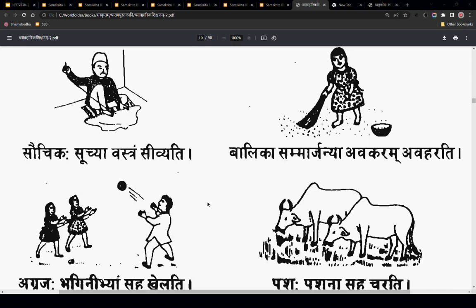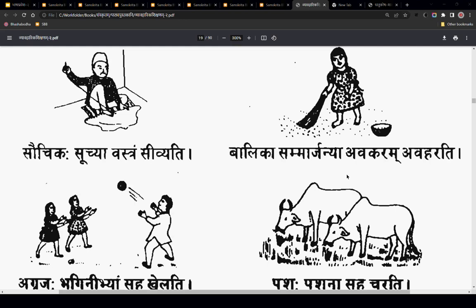Like here it says avaharati. What is avaharati? Balika sammarjanya avakaram avaharati. Removing, correct. And then let's take example of praharati. You know, prahara. Yeah, that's attacking or hitting, right? Hitting somebody, prahara, praharati. So the meaning changes. Praharati, hitting.